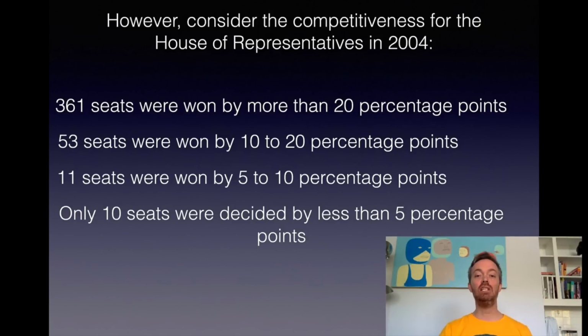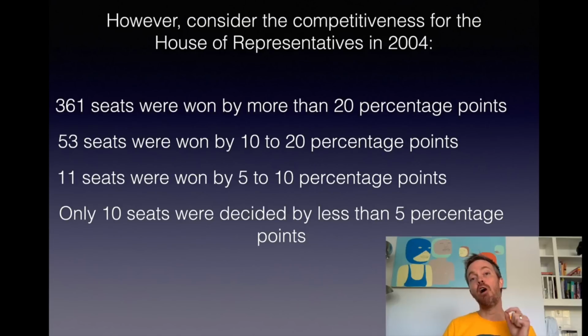Only 10 of those seats were decided by less than 5 percentage points. So you could say that only 10 of those seats were competitive. Now, there's some reasons for sure why some races may not be competitive. Maybe you have a strong incumbent, somebody who has been serving in office, and people really like them. A lot of times those people win in a landslide.